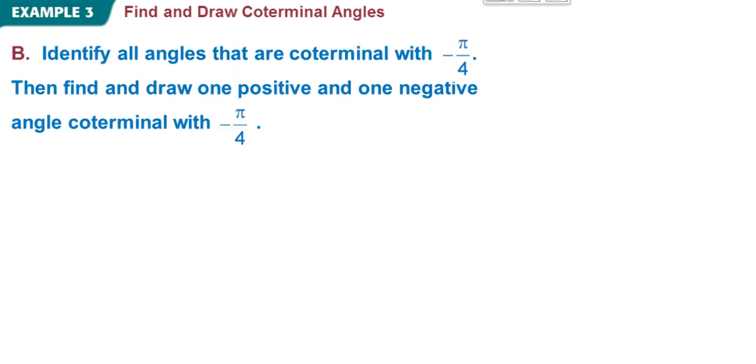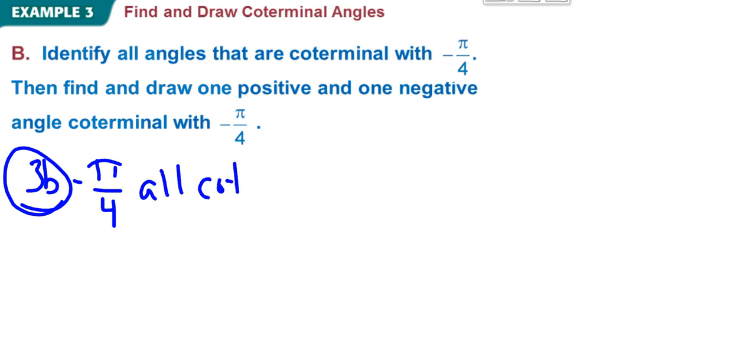So now that we did one of those in degrees, which are probably more familiar to us, now we're going to use radians. So this is 3b, the same thing, and our original angle is negative pi over 4. And so first thing I'm going to do is all coterminal.